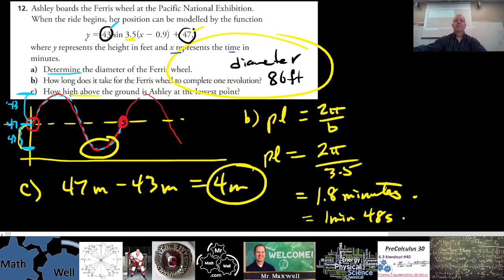Yes? So is the D always the midline? The D is going to be your midline for any regular sine or cosine graph. Yeah. Okay, anything else? Any other questions on that one? You good? Okay. So that's 8.4, number 12. You're welcome.